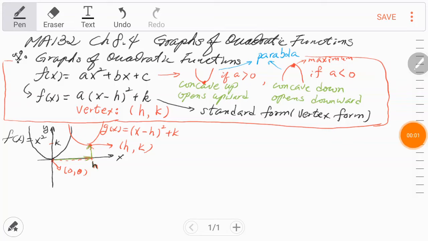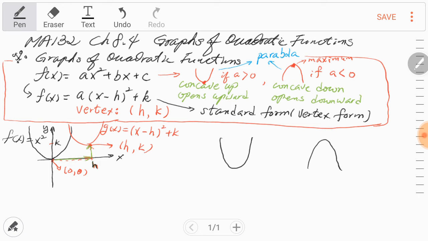Okay, 8.4 is about the graphs of quadratic functions. The quadratic function is f of x equals ax squared plus bx plus c. Once we graph this one, it is either concave up or concave down, or opens upward or opens downward. So the graph will open upward or open downward. This one is also called concave up. The graph is concave up.